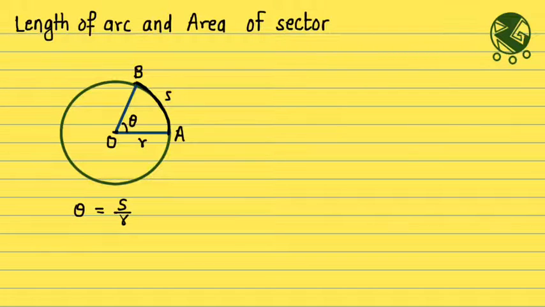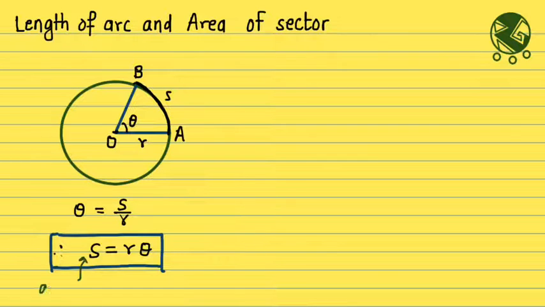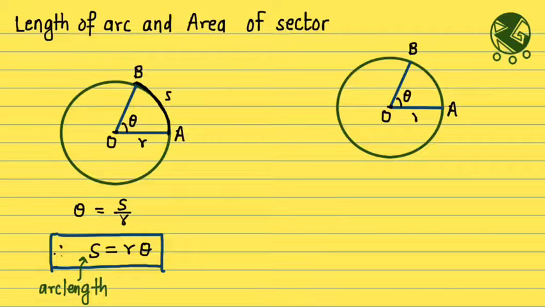So we know already that theta is equal to S by R. That was the definition in the circular system. So what will be S? S is equal to R theta. So remember, on any circle, if we know the angle subtended at the center by that arc in radians theta, then we have to just multiply it by R to get the length of arc. Length of arc S is equal to R into theta.